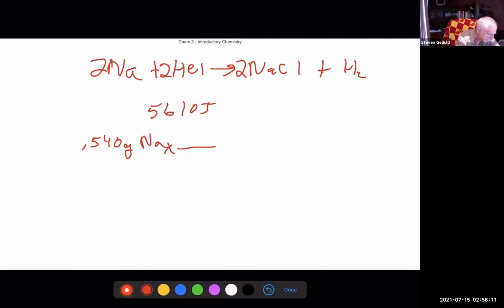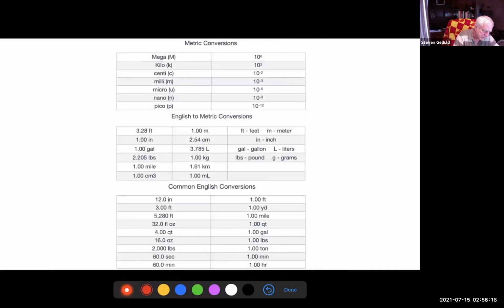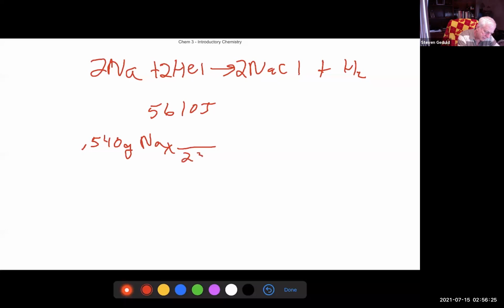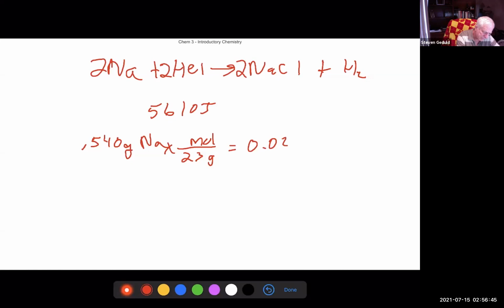So for that reaction, we're doing double the moles. Sodium is 23 grams per mole. So 0.54 divided by 23 is going to equal 0.0235. Okay, so we have 5610 joules for every 0.0235 moles.